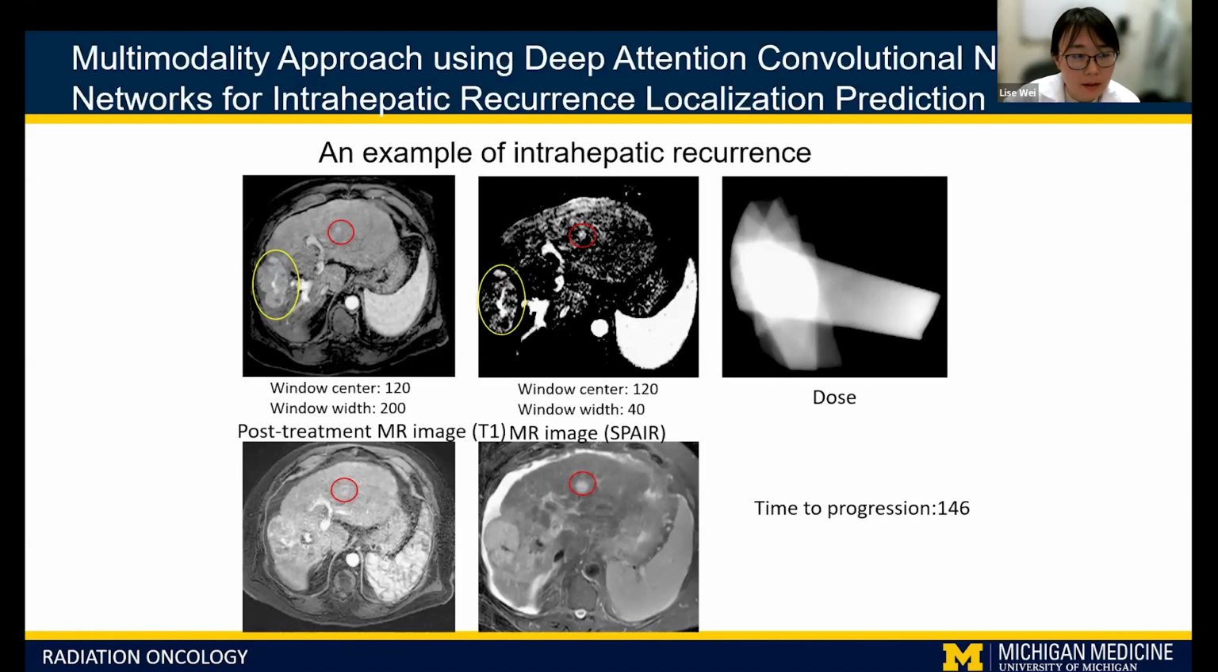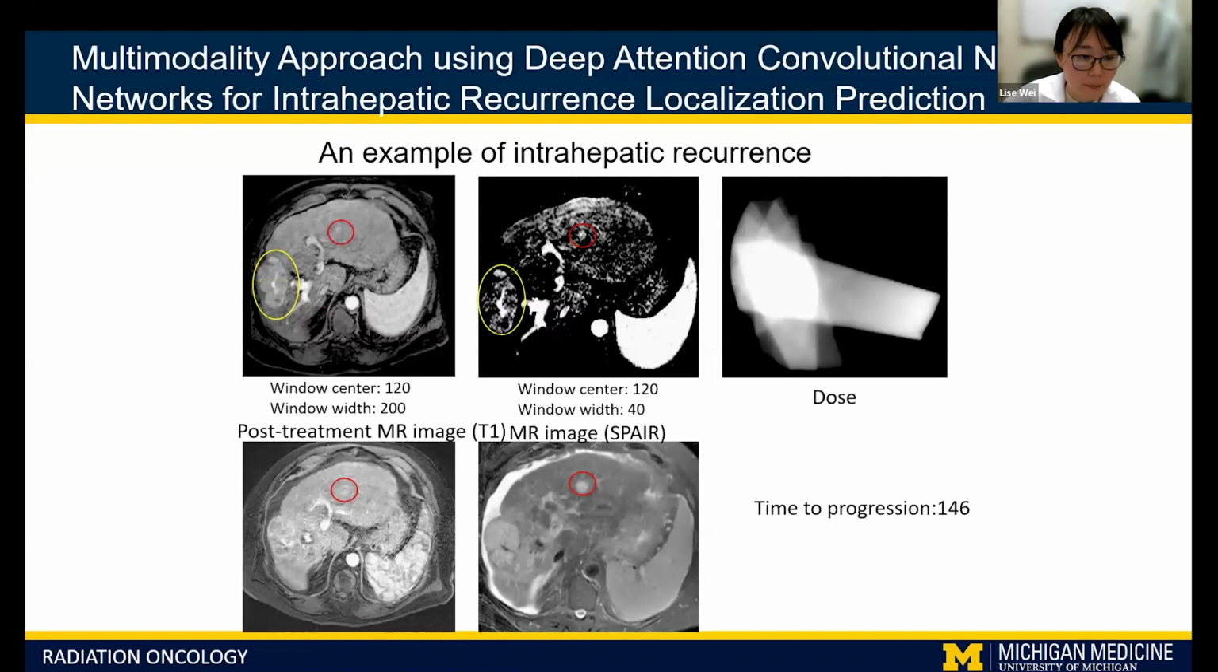This is an example of a patient's liver images. These are MRIs. The first two on the top are different contrasts of the same image. As we can see, the yellow circle outlines the primary tumor, and the red circle outlines where the tumor recurred after 146 days. The third figure on the top is a dose distribution.